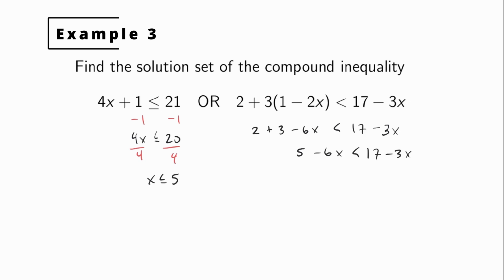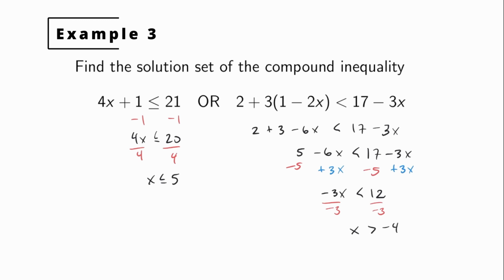So I'm going to subtract 5 from both sides. And I'm going to add 3x to both sides. Okay, so I arrive at negative 3x is less than 12, and I divide through by negative 3, and we change the direction of the inequality, so we end up with x is greater than negative 4.